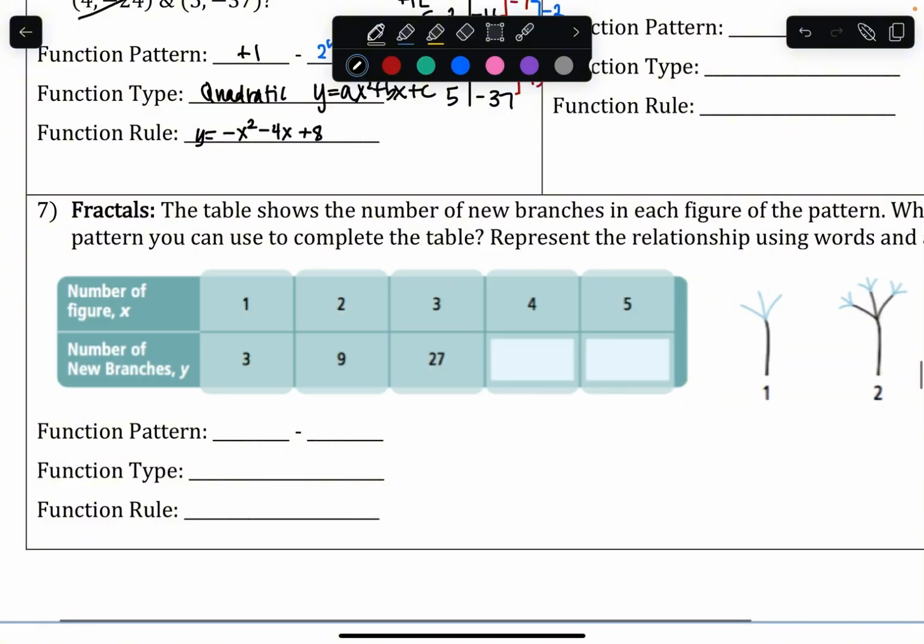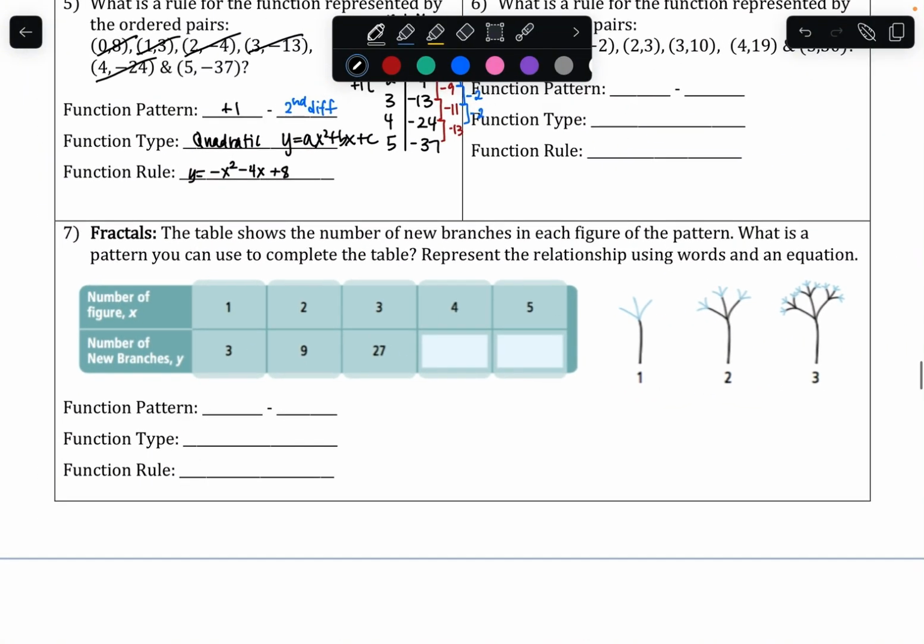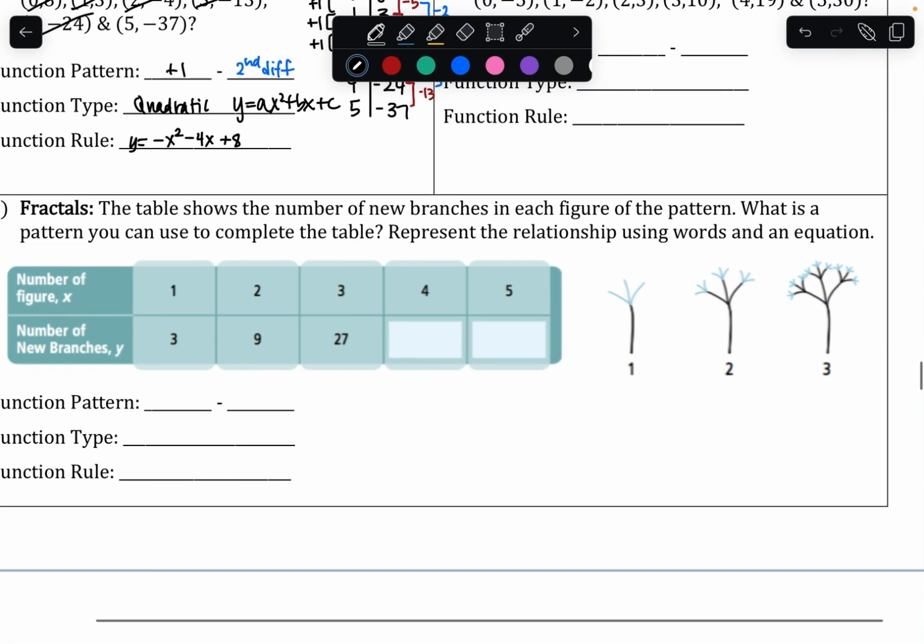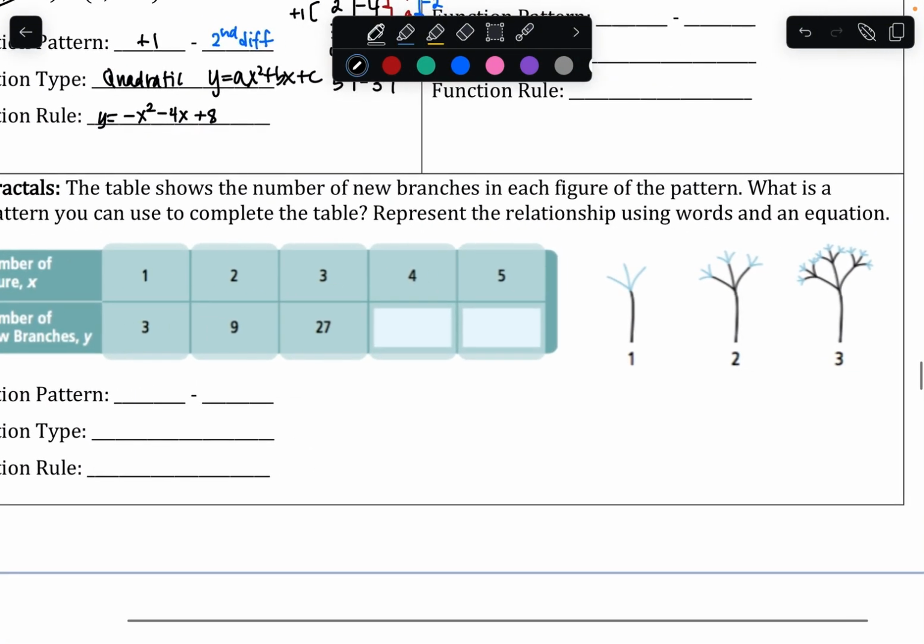Okay, for the last example, we're going to look at a word problem. And it says the table shows the number of new branches in each figure of the pattern. What is the pattern you can use to complete the table? Represent the relationship using words and an equation. So we're going to just do what we've been doing.